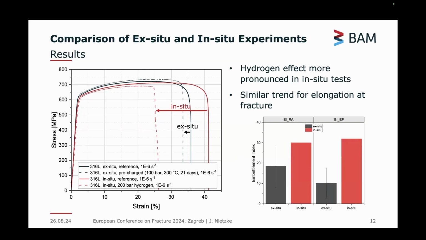If you do the same as before and also look into the reduction of area, we see that it is more or less the same. So you see the diagrams here. This is the embrittlement index based on the reduction of area and based on the elongation at fracture. And in both cases, we see that for the ex situ test we have a lower effect of hydrogen compared to the in situ tests in red.